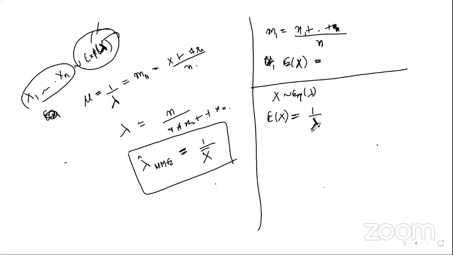So all this you will have to keep in mind, like what is the mean and variance of each of the distributions. Even if we do not know, in the exams we do provide the values, like formulas. So we have to equate this m1 to 1 by lambda. That is mu.